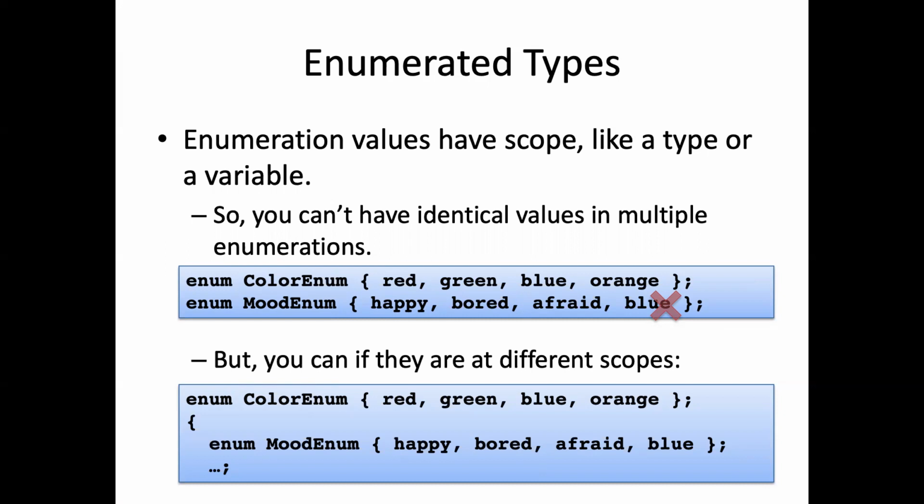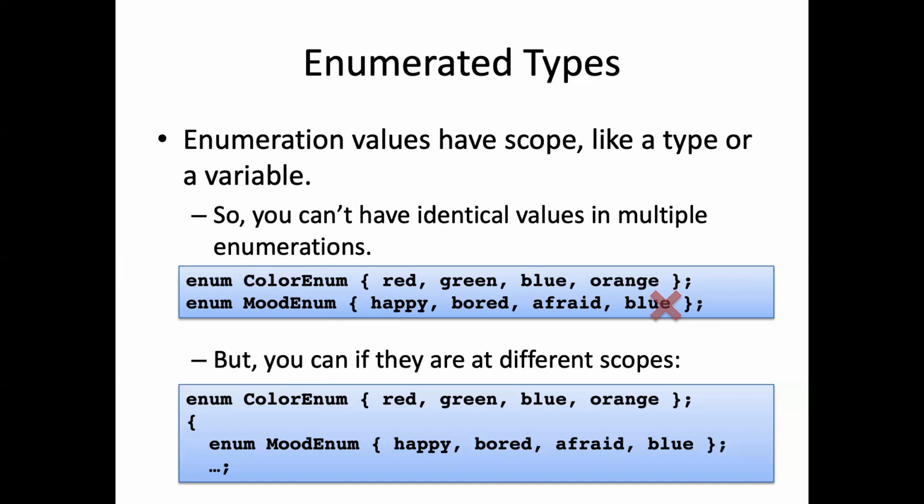Maybe you're feeling sad. The compiler isn't going to like this because blue is defined in two different scopes. It's part of the color enumeration and the mood enumeration, and it has different values in those two enumerations. Up here it would be 2, and down here it would be 3. Even if it had the same value, the compiler still isn't going to like this because it's just like declaring variables. You can have two variables with the same name. You just can't have them with the same name in the same scope. And that's what we're seeing here.